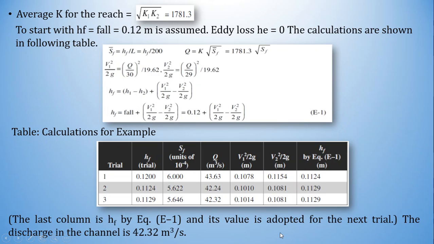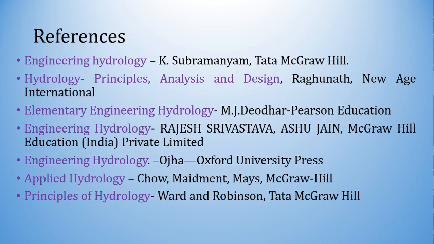The discharge in the channel by this trial and error method has come up as 42.32 meter cube per second. So I request all of you to go through one such kind of numerical in the standard reference books.